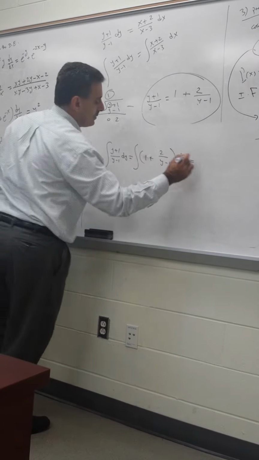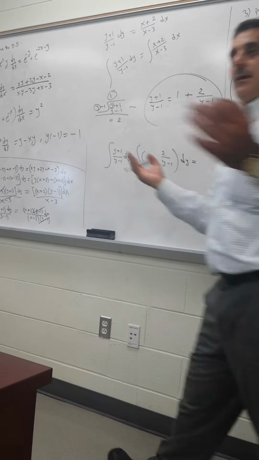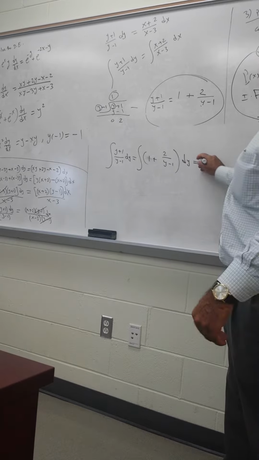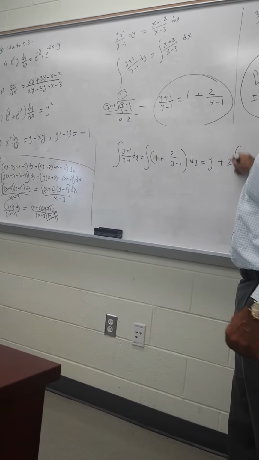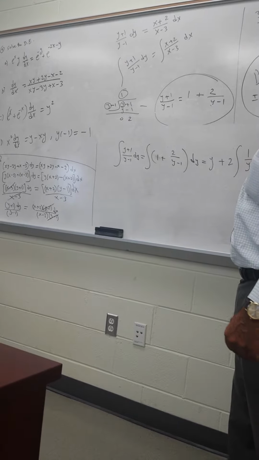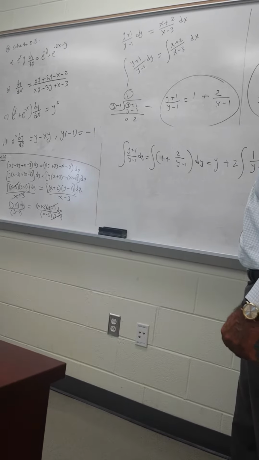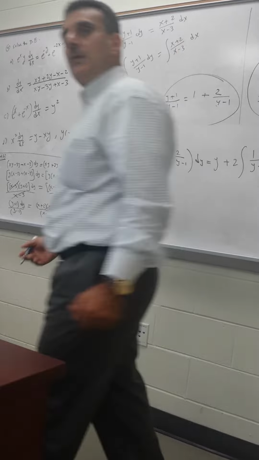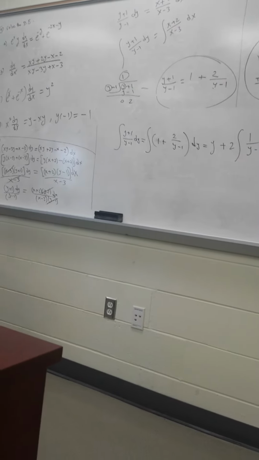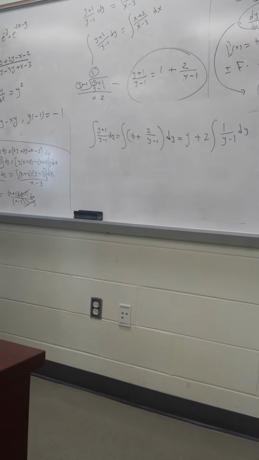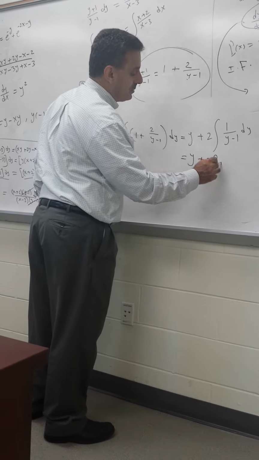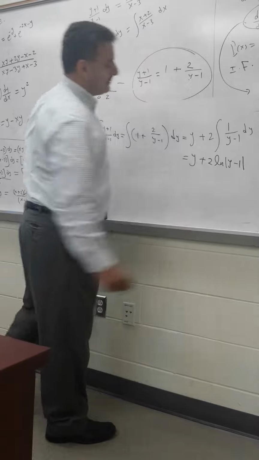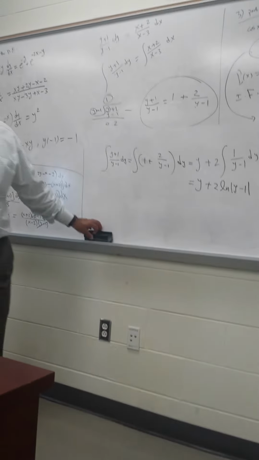But that's not hard to integrate, because the integral of 1 is y with respect to y. And 2 is a constant, so you end up integrating 1 over y minus 1, which we know this is what? Straightforward integral. We should know this one. ln, that's ln of y minus 1, right? So the answer becomes y plus 2 ln of y minus 1. So that is the left-hand side integral.